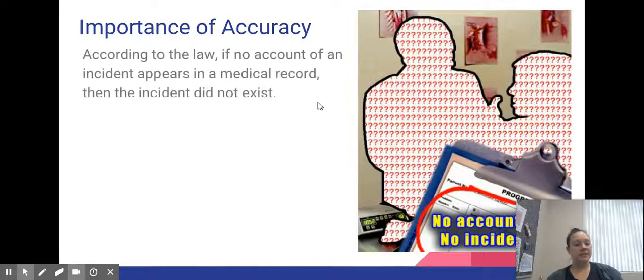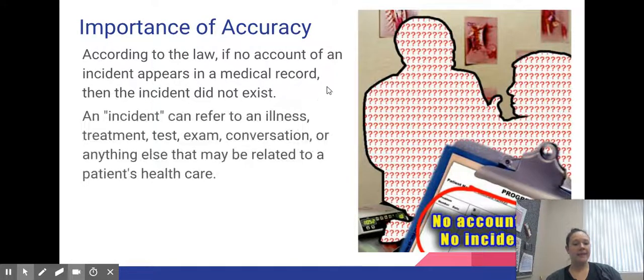So the importance of accuracy. According to the law, if no account of an incident appears in a medical record, then the incident did not exist. So if it's not recorded, if it's not written into their medical record, it didn't happen. An incident can refer to an illness, a treatment, a test, an exam, a conversation, or anything else that may be related to your patient's healthcare. So an ultrasound treatment, if it's not recorded in their patient file, it didn't happen.